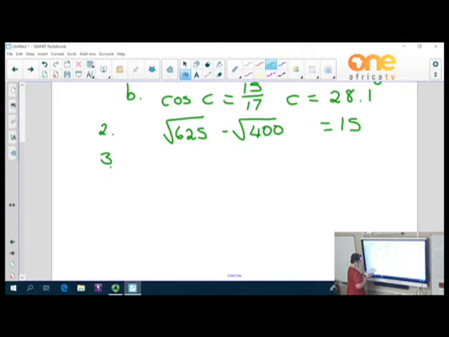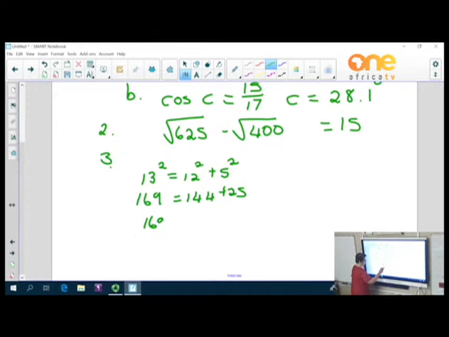Again, we've got a right-angle triangle there. Explain why A and C is right-angled. Now, we do that by using Pythagoras. We must show that Pythagoras is working. That's how we can show that it's a right-angled triangle. So this is 169, which is 144 plus 25. And then we get that 169 is equal to 169. So Pythagoras is working. We test it.